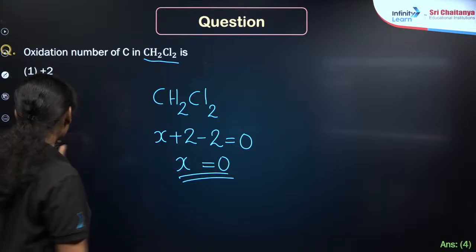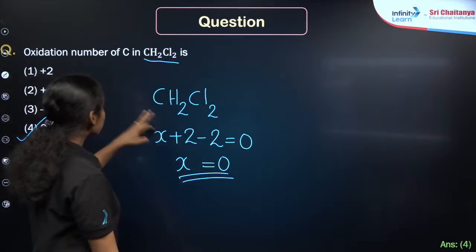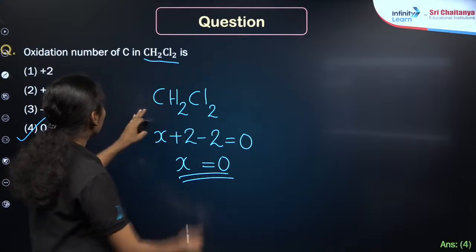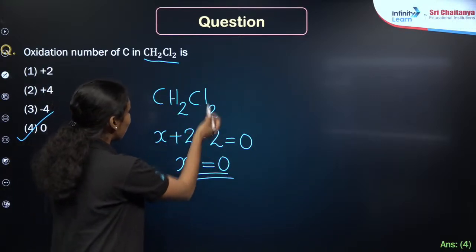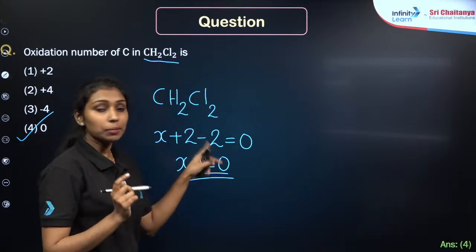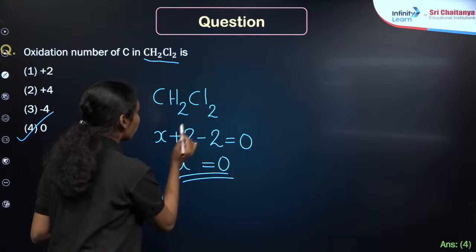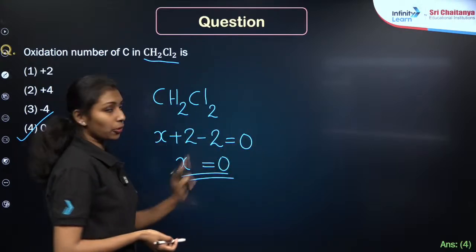Option 4 will be the correct answer here. You have to just calculate the oxidation number of carbon here. Carbon we will take as X. For 2 hydrogens, 2 into 1, that is +2. Then for 2 chlorine atoms, 1 chlorine atom possesses a -1 charge, so for 2 chlorine atoms it is -2. Then X + 2 - 2 is equal to 0, which is the algebraic sum. Then X is equal to 0. Clear?